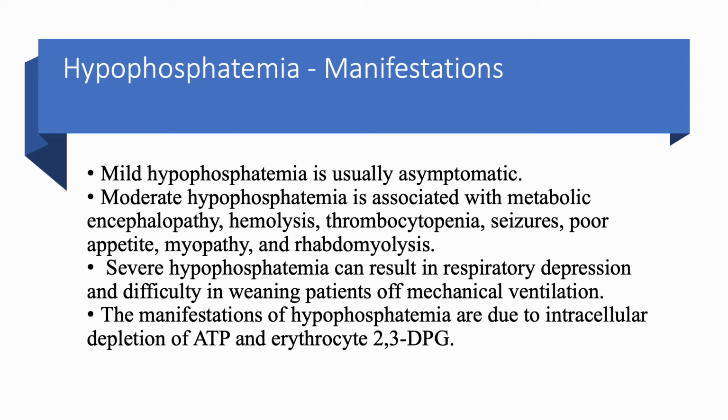Now, the manifestations of hypophosphatemia are diverse because you have low ATP and low erythrocyte 2,3-DPG, diphosphoglycerate. So phosphate is in the energy currency, if you will, of the cell in ATP. Therefore, if you have low phosphate, you are going to have many problems.